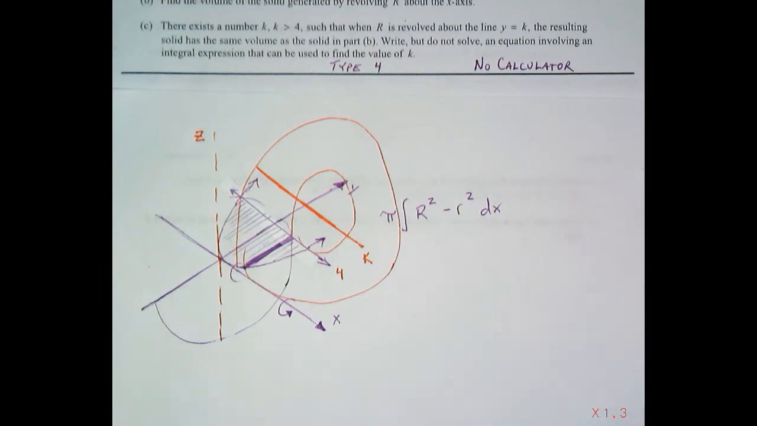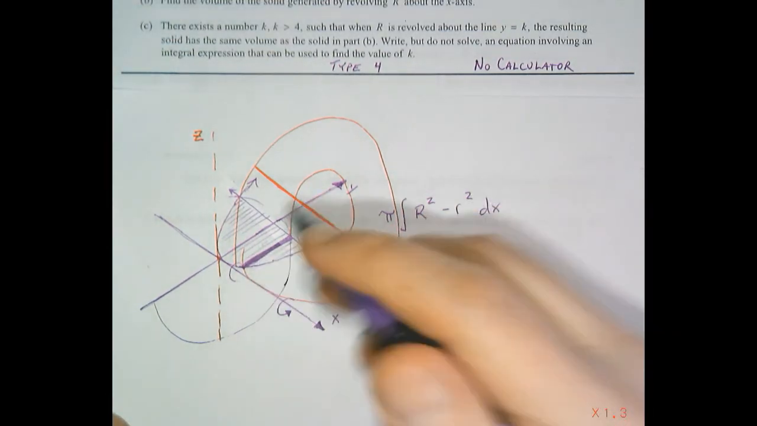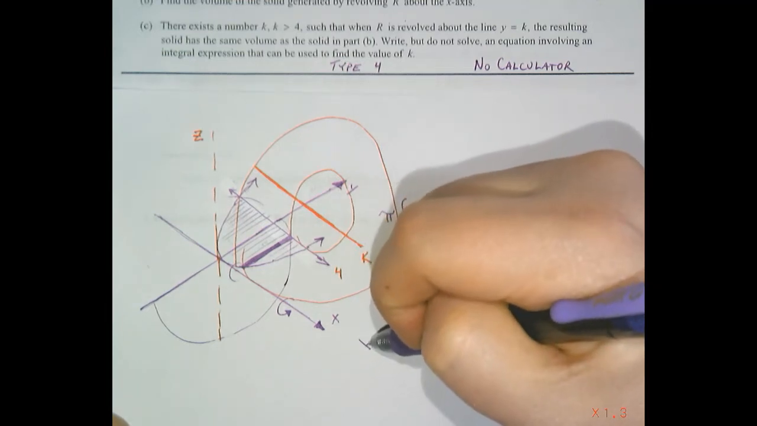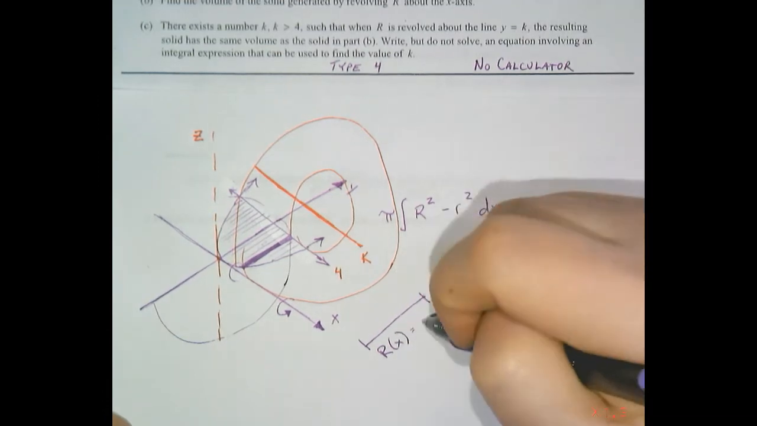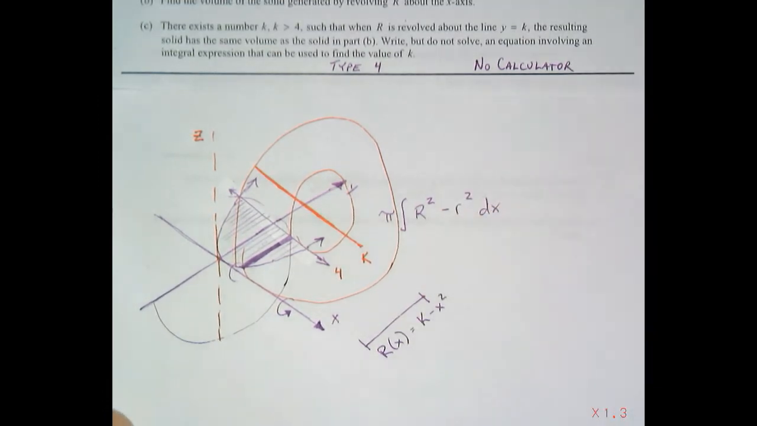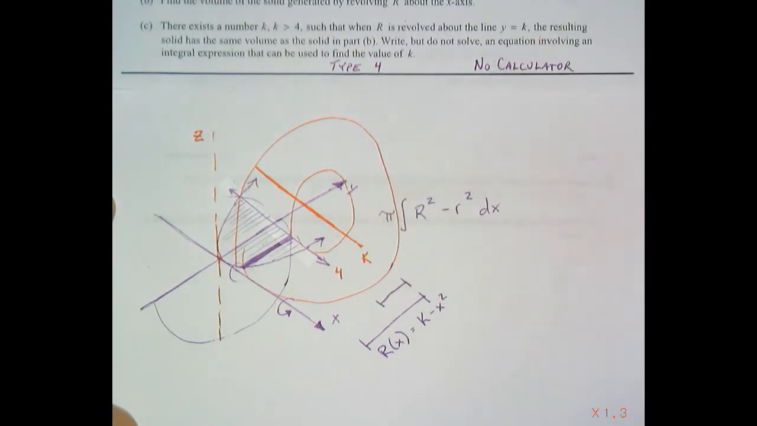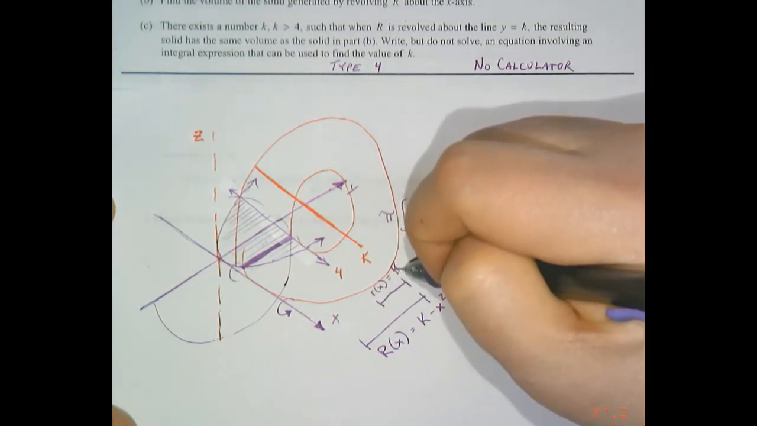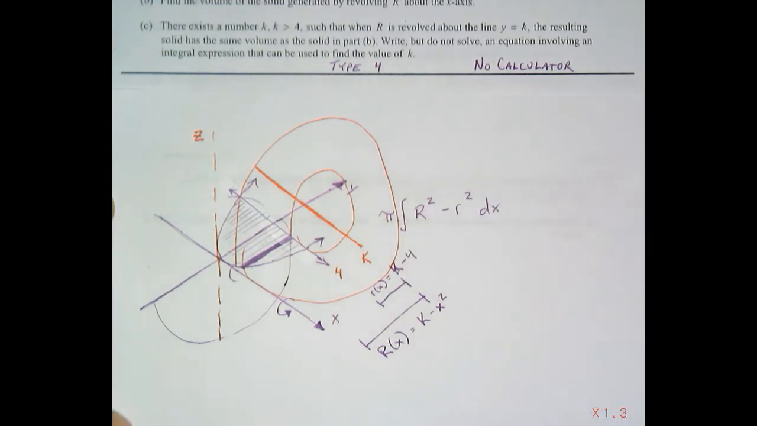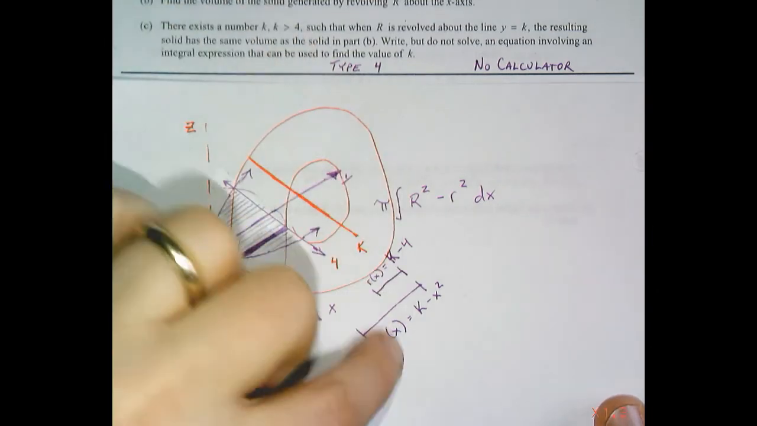So when we establish our new big R for this problem, the outer radius of this red washer would be the distance from x squared to k. So our big R of x in this case will be k minus x squared. And then our little r of x would be the distance between the line 4 and the line k. So little r of x is equal to k minus 4. Okay. So all we have to do is find the equation that models the volume using these two radiuses.